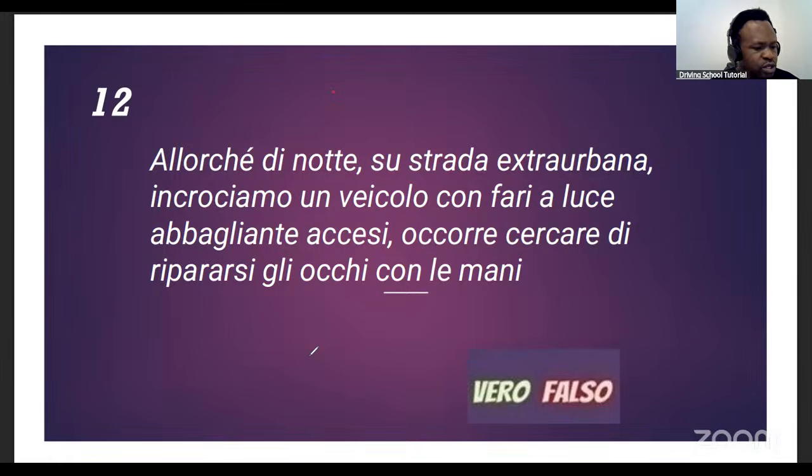Okay, so the question is saying that during the night hour on roads outside inhabited areas, if we come across a vehicle with its high beam lights on, it is necessary for us to try to cover our eyes with our hands, you understand? Which is not true, because if somebody flashes lights in your eyes in this manner, you don't need to do that, because this is dangerous.